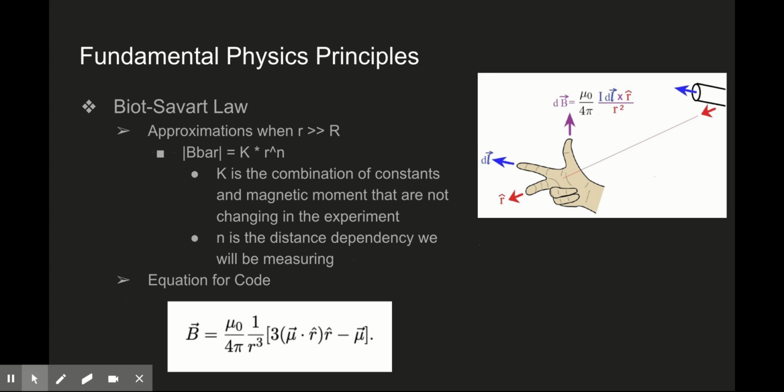So the fundamental principles I used were the Biot-Savart law when the distance away is much greater than the radius of the magnet. The magnetic field of the bar is found by K times r to the n, where K is a combination of the constants and the magnetic moment, and n is the distance dependency. The equation for the code is below.